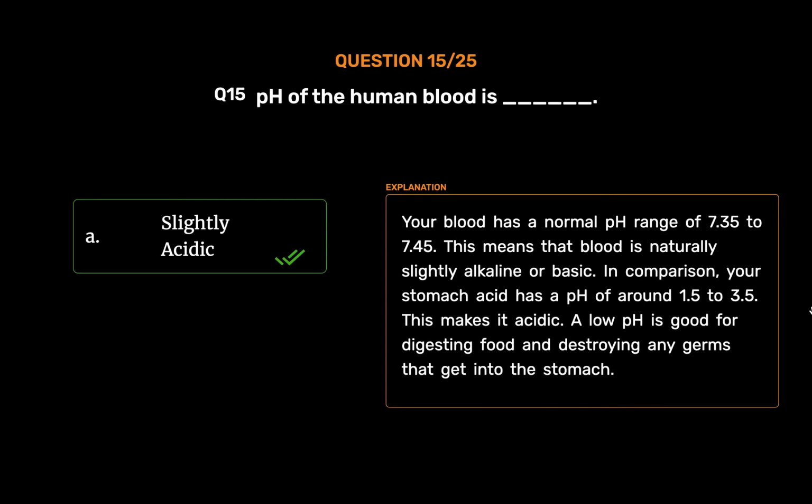Slightly acidic. Your blood has a normal pH range of 7.35 to 7.45. This means that blood is naturally slightly alkaline or basic. In comparison, your stomach acid has a pH of around 1.5 to 3.5. This makes it acidic. A low pH is good for digesting food and destroying any germs that get into the stomach.